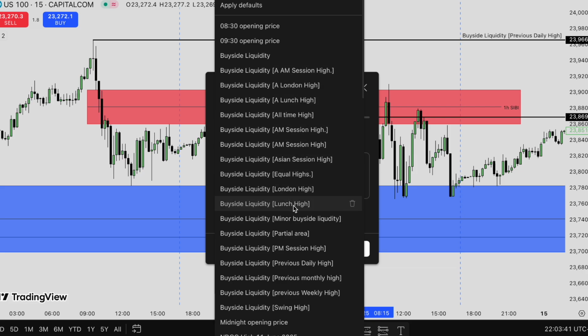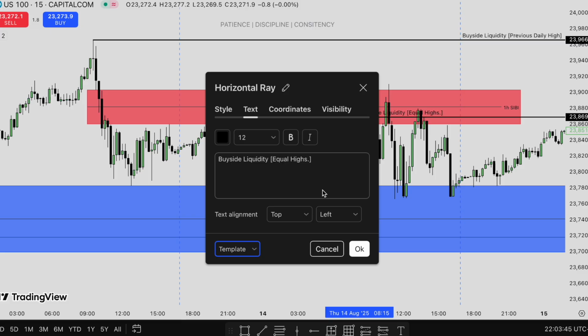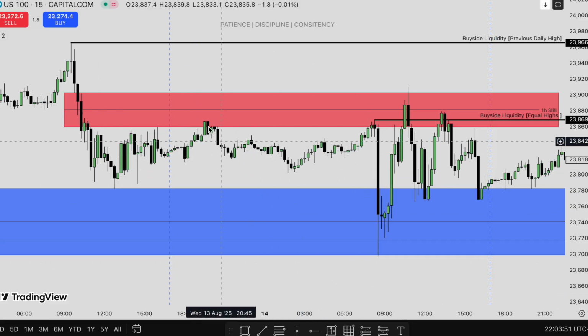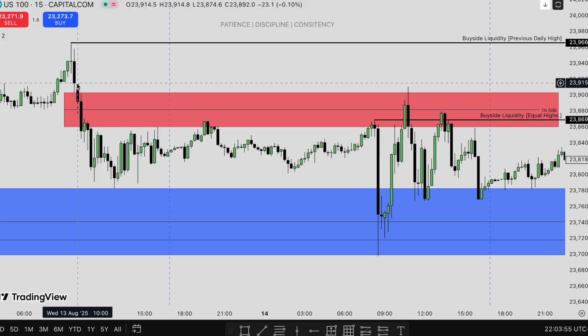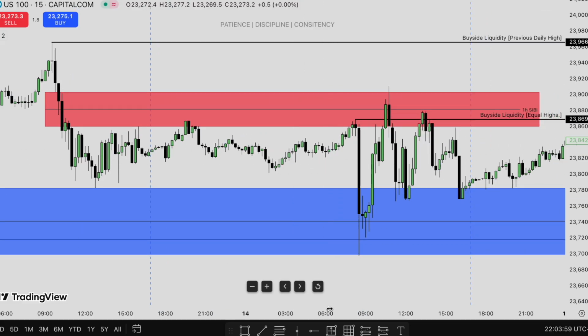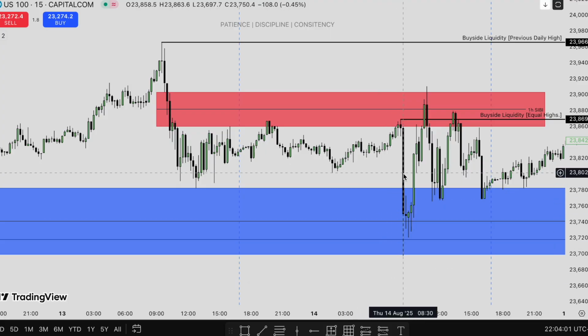Let me just say equal highs. Equal highs. Oh, yeah. There we go. So as you can see, we have equal highs right there. We have this. Well, we didn't reach that. Okay, cool. All right. So we trade down lower at 8:30. 8:30 ran sell side liquidity. Right, so we've taken our sell stops.